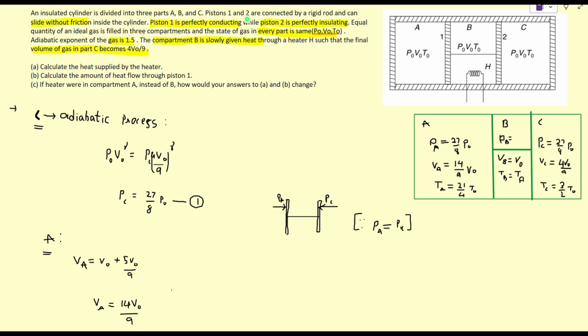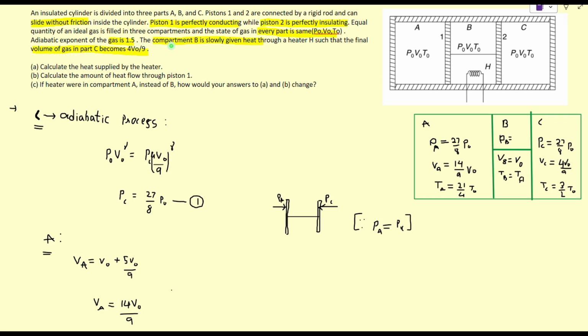So we have an insulated cylinder divided into three parts A, B and C. Pistons 1 and 2 are connected by a rigid rod and can slide without friction inside the cylinder. Piston 1 is perfectly conducting while piston 2 is perfectly insulating. An equal quantity of an ideal gas is filled in the three compartments, and the state of the gas in every part is the same. The adiabatic exponent of the gas is 1.5.